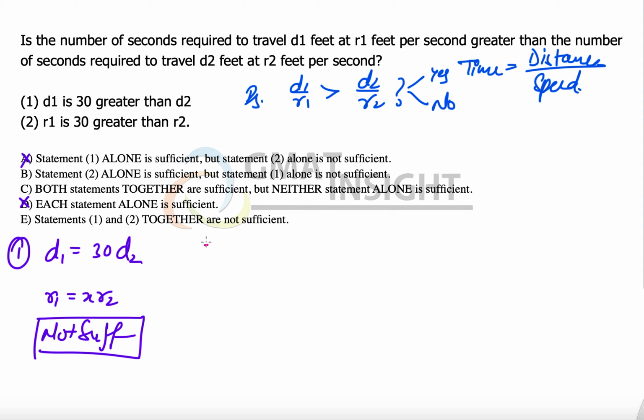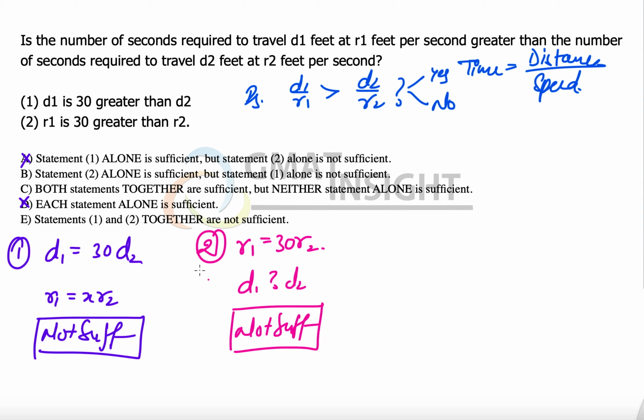Now the second option says that R1 is 30 greater than R2. So once again, there is no relationship between D1 and D2. Therefore, the second statement is clearly not sufficient to answer the question. So B option is also out. Now we have to combine the two statements and see.